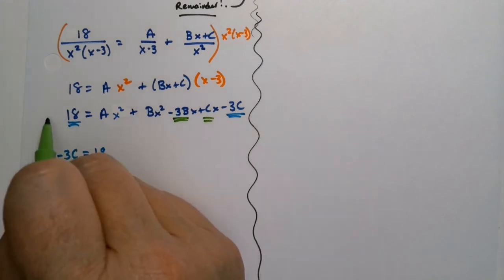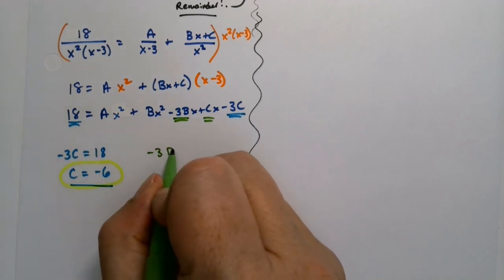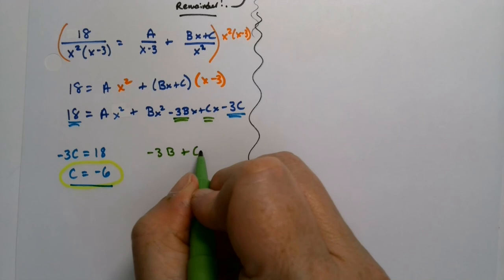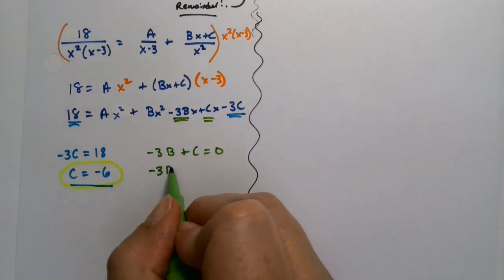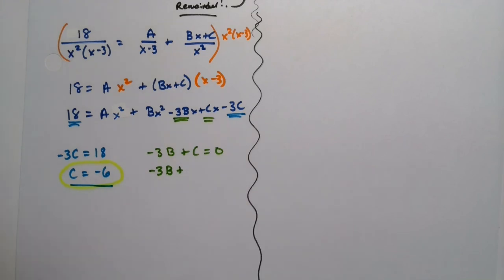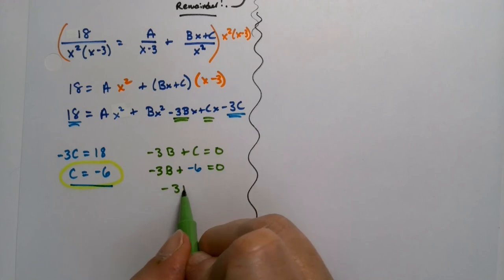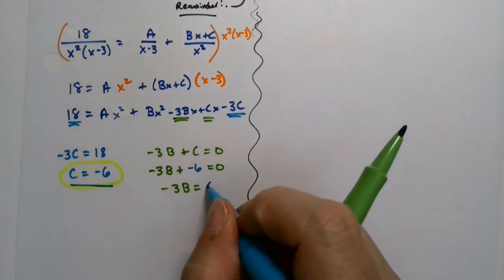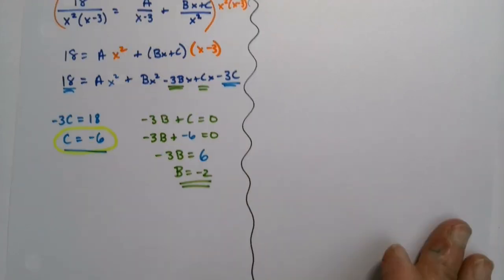And I know that there's no linear term over here, so it'd be 0x. So negative 3b plus c must be equal to 0. But I know c is negative 6. So that's negative 3b plus negative 6 is equal to 0. That means negative 3b is equal to 6, and that means b is equal to negative 2. Done with that one.